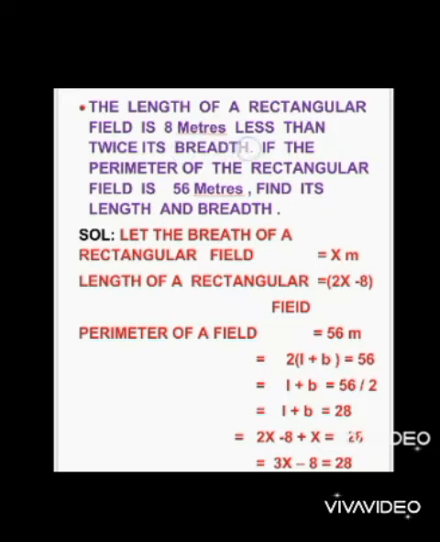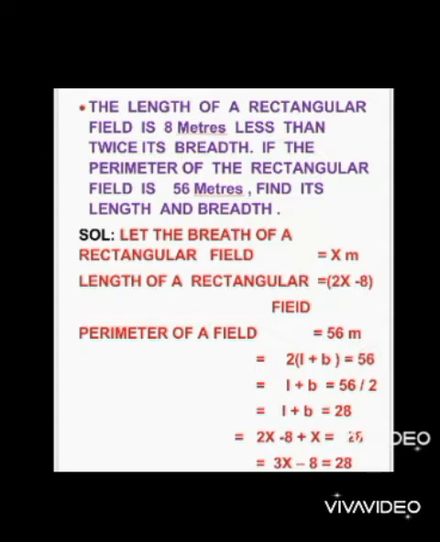Twice its breadth means 2x. 8 meters less than twice its breadth means 2x minus 8 meters. Next, they have given the perimeter of the field is 56 meters. So we have written what they have given in the question. Now you have to find the length and breadth of the rectangle. Children, you know the perimeter of a rectangle formula, isn't it? 2 into (L plus B) is equal to 56 meters.